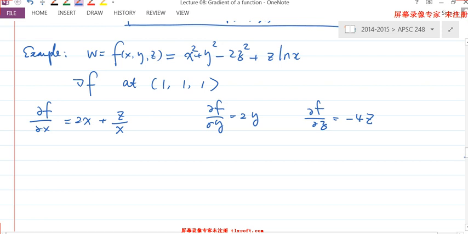Pardon me? So how did I get this one here? This is z. You treat z as a constant, right? What is the derivative of ln x? 1 over x. That's where this is from. Yeah, we're talking about partial z. Oh, the last one. Oh, sorry. I missed one here.